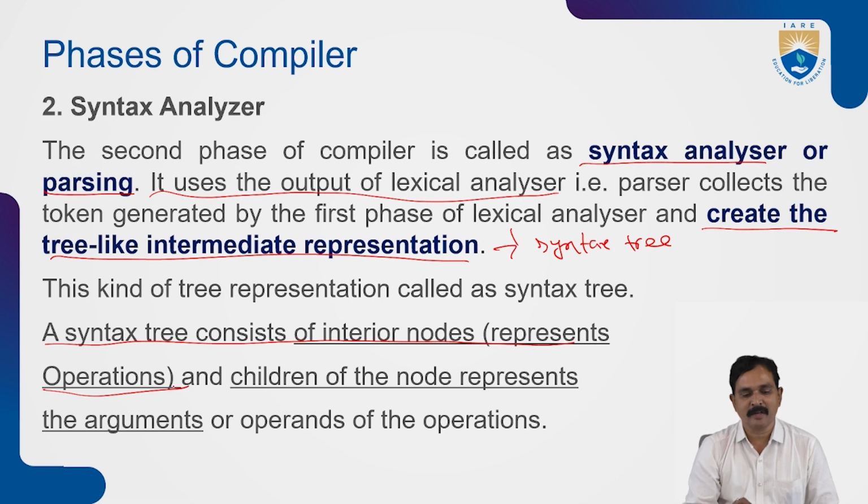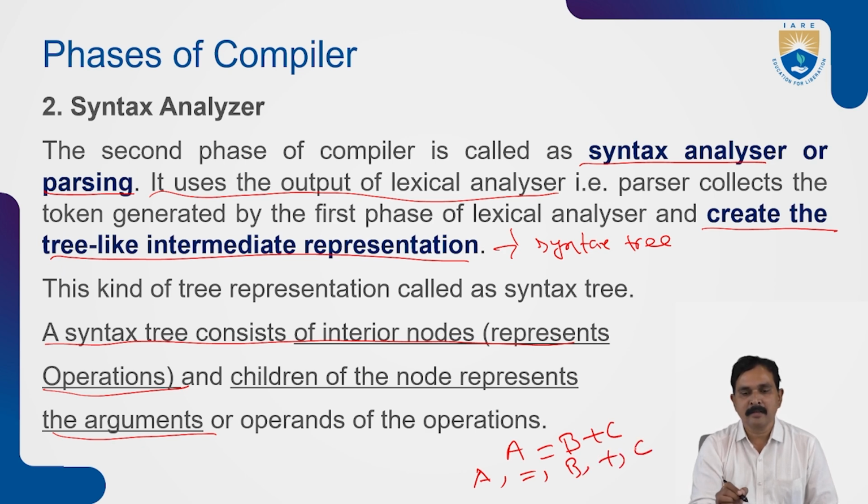Interior nodes can be represented for the operations. So what is the basic idea of a leaf node? In the leaf node, you should define only the operands, which are also called arguments. For example, take a equal to b plus c. In the lexical analyzer, these are separated: a is separated, equal is separated, b is separated, plus is separated, c is separated.